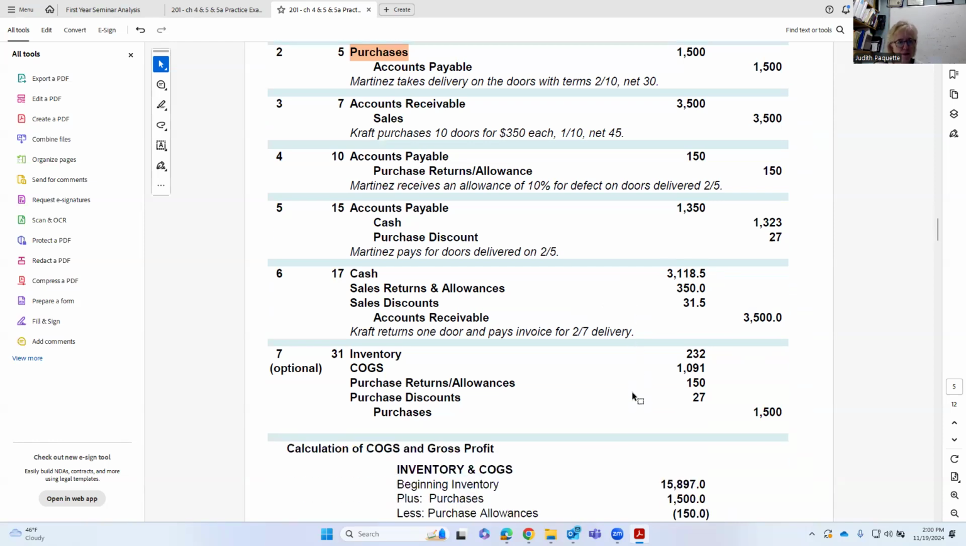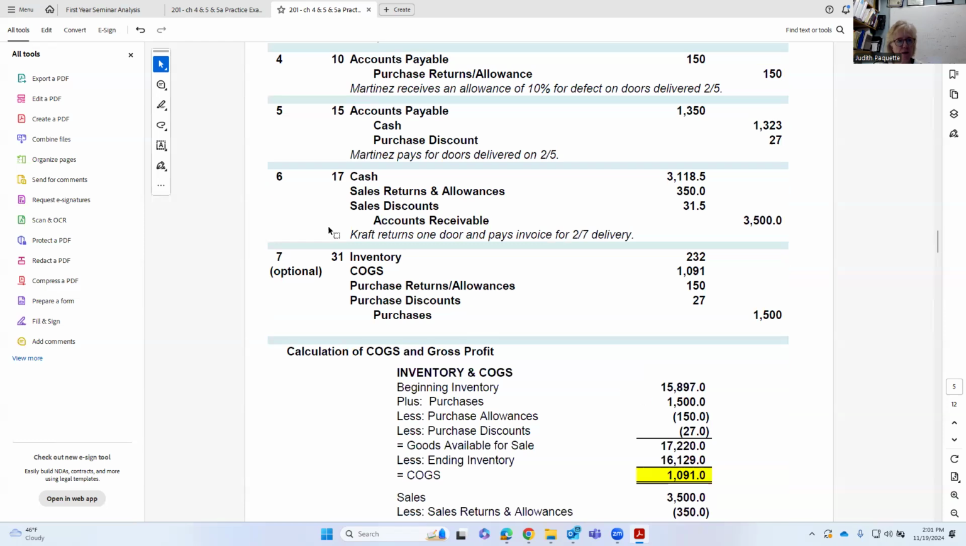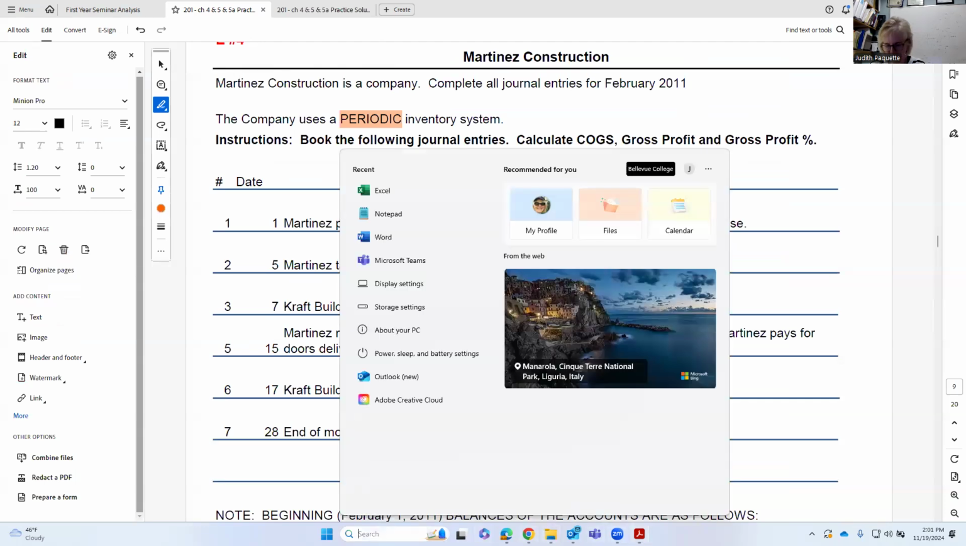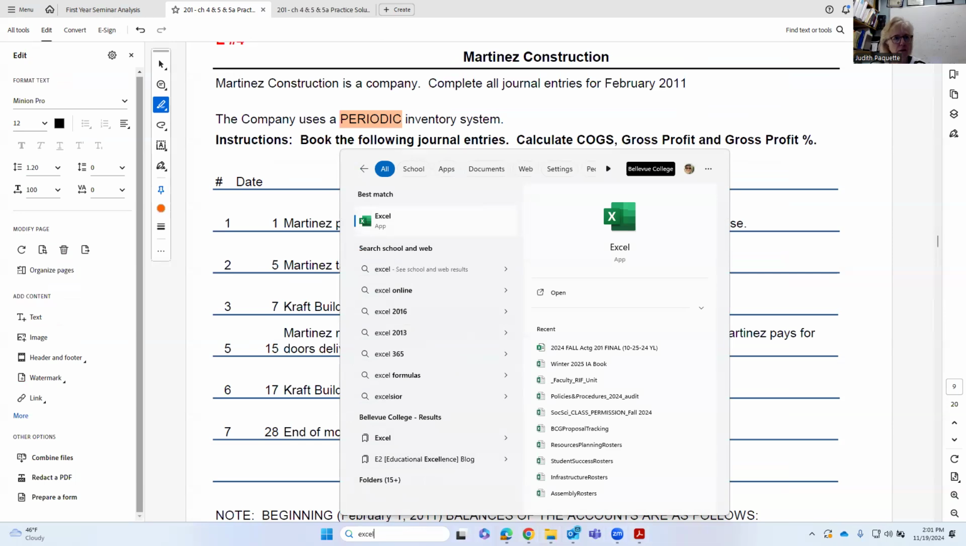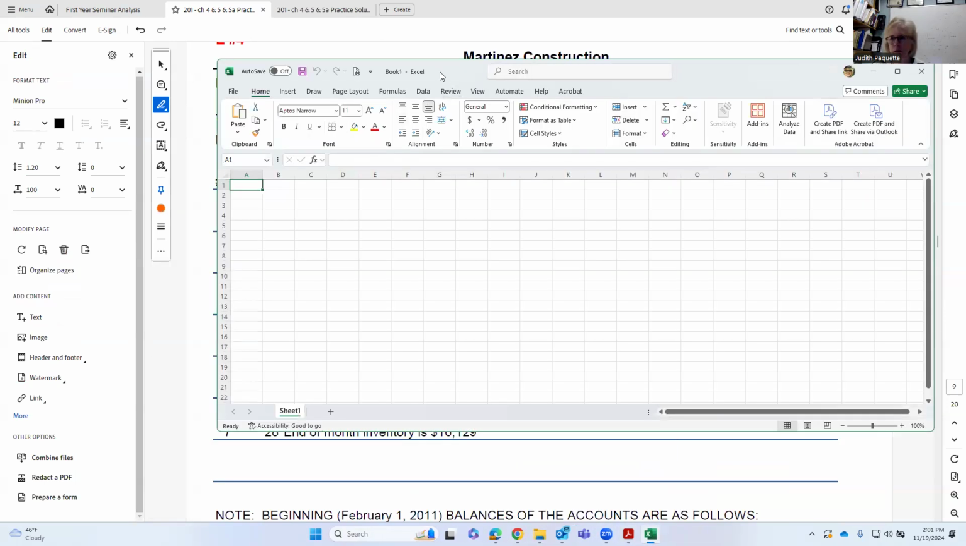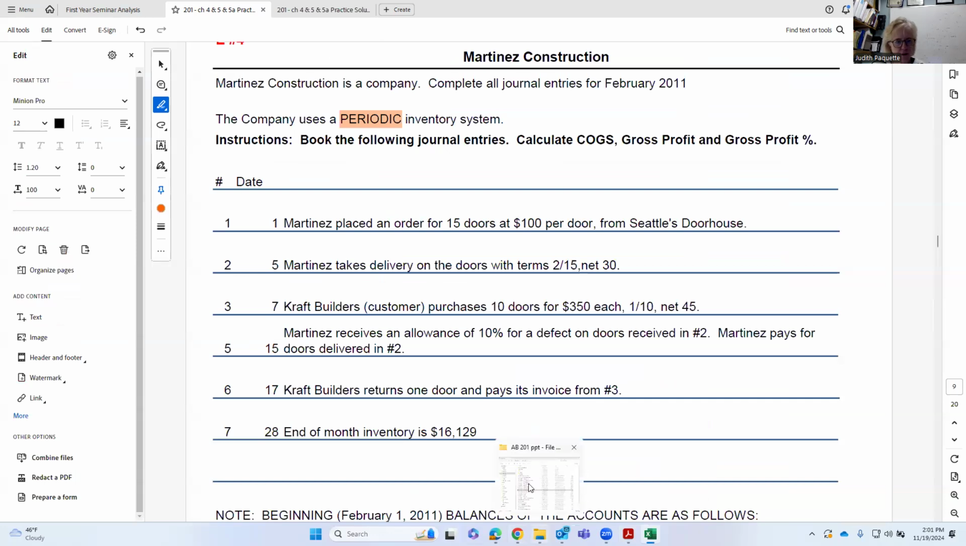Now, at this point, you have a lot going on. You have to true up your inventory. So what I like to do is I like to show it on a T account. Let's see if I can do that. Hang on just a sec. I'm going to see if I can bring that up.